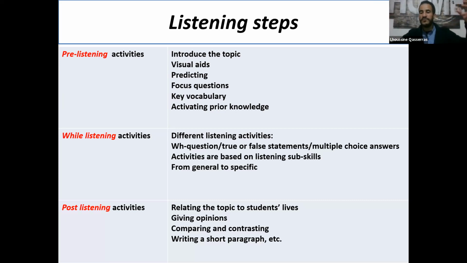What's your favorite sport? Discuss with your partner. Do you agree or disagree? Predicting: look at the three pictures, read the title. Can you guess what the listening will be about? Or you can start with the focus questions. What is your favorite sport? Why do you like it? What is interesting about it?